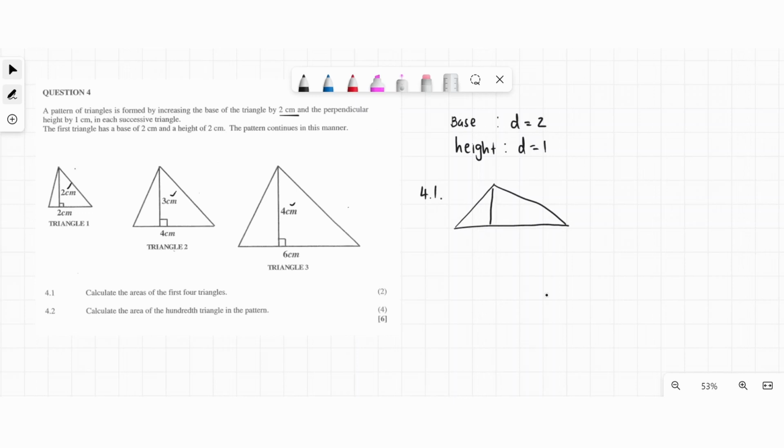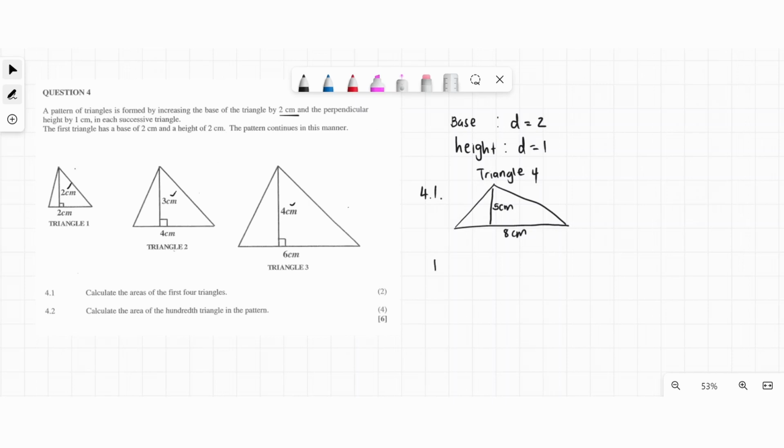So we know the fact that we increase the base by what? We increase the base by 2. So since we have a base of 6 here, this is going to be 8 centimeter, and we increase the height by what? By 1. So since it's 4 here, it's going to be 5 centimeter. And this is going to be triangle 4, right? So you need to find the area of all 4 triangles.